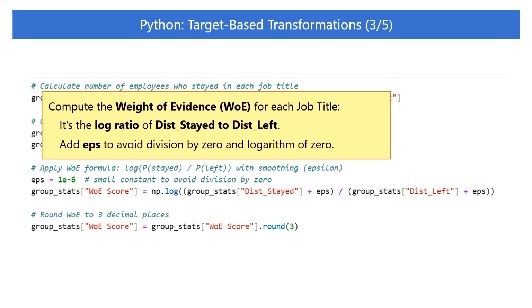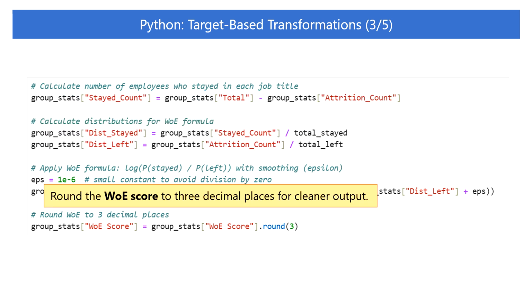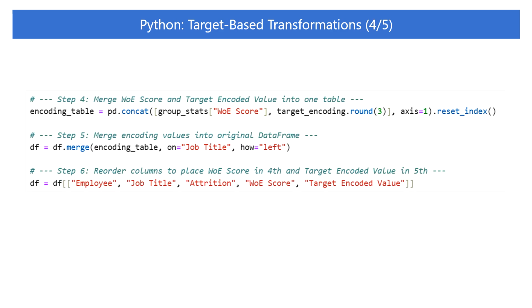Compute the weight of evidence for each job title. It is the log ratio of dist stayed to dist left. A small EPS is added to avoid division by 0 and a logarithm of 0. Round the weight of evidence score to 3 decimal places for cleaner output. Let's go on to the next step.